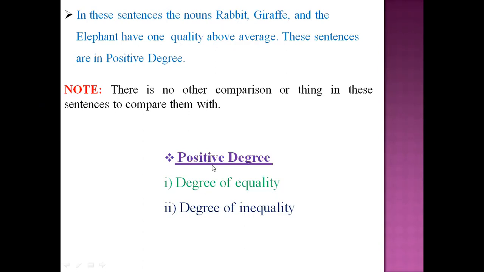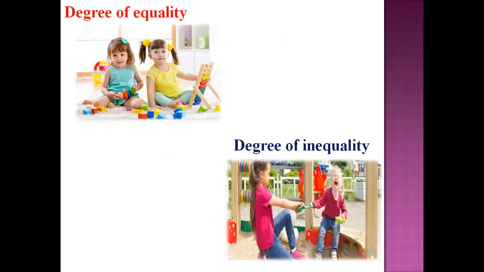So this positive degree is divided into two kinds: one is the degree of equality and the other is the degree of inequality. Now, what do we mean by degree of equality and degree of inequality? We'll discuss the degree of equality first.